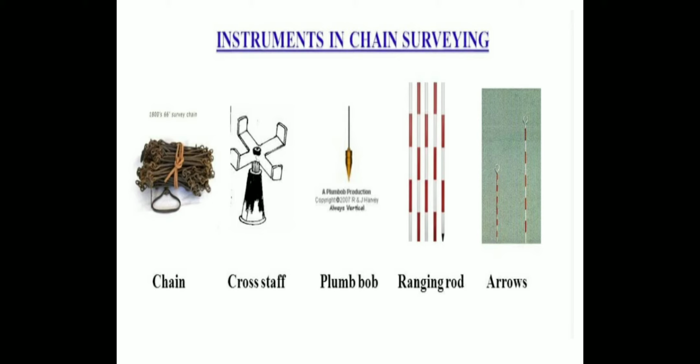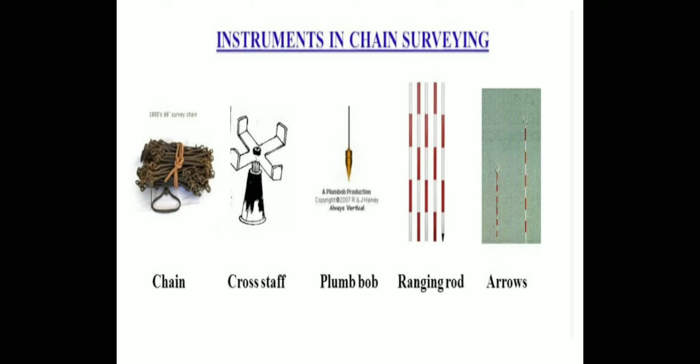Next is the cross staff. The cross staff is an instrument that is mainly used to maintain perpendicularity between the survey lines, and also to have proper alignment of the chain line. Next is the plumb bob. The plumb bob is used to locate the point of the particular station.